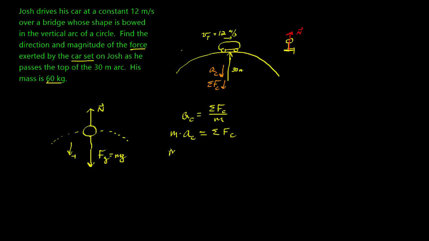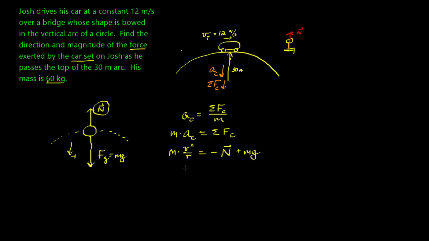So we get mass times, I'm going to go ahead and change the centripetal acceleration because I have velocity and radius. So this would be v squared over r is equal to the net force. Since down is positive, the normal here is going to be negative. So we would get the negative normal force and then plus mg. Okay, we're trying to find the normal. That's what we want. That's our target variable. So we can solve for that.